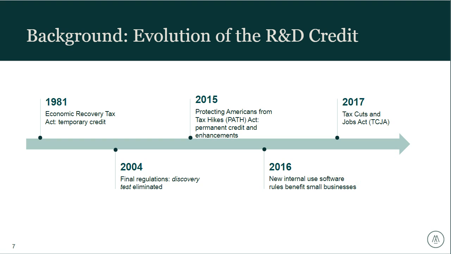Fast forward again to another key change that we saw in 2016, and this one applies to companies that develop software that's strictly for internal use. The intent here with these regulations was to clarify some of the rules around this type of software and really make it easier for small businesses to qualify. And of course, fast forward to 2017 with the big tax reform bill that was passed. This bill had an impact on R&D credits indirectly and actually increased the amount of the credit by about 20% on average.